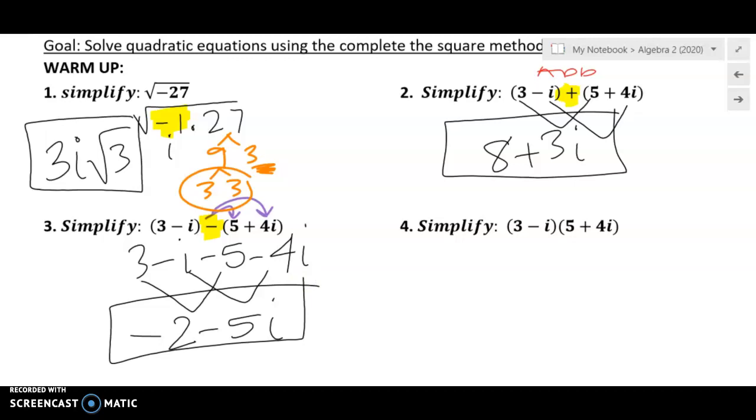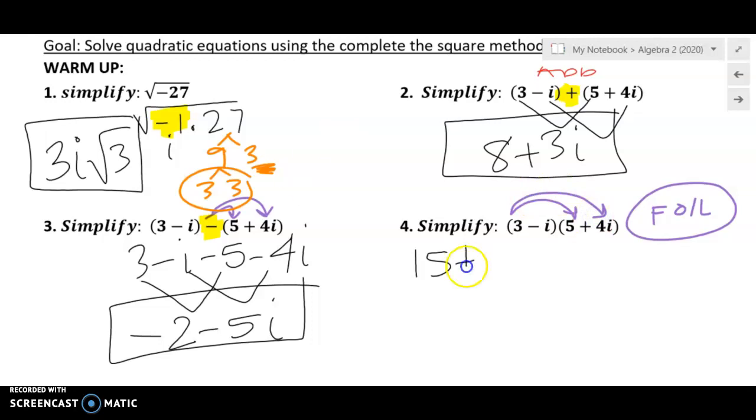And then number 4, there's no symbol in between. So if you look in between the parentheses, there's nothing there, so that means you have to FOIL. And again, we talked about this in the last couple days of notes, but FOIL is first term, so 3 times 5 is 15. O is outside terms, so 3 times 4i is positive 12i. I is inner or inside terms, so negative i times 5 is negative 5i. And then L is the last terms. Negative i times 4i is negative 4i squared.